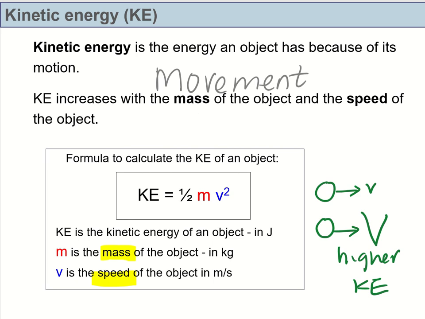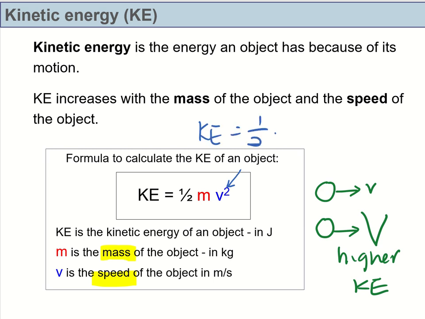Now, I need you to be very, very careful with this square over here. We are not squaring half mv, we are squaring only the speed. So be very careful when you're pressing the calculator. So basically it is KE is half times mass times V squared, so V squared means V times V, right?